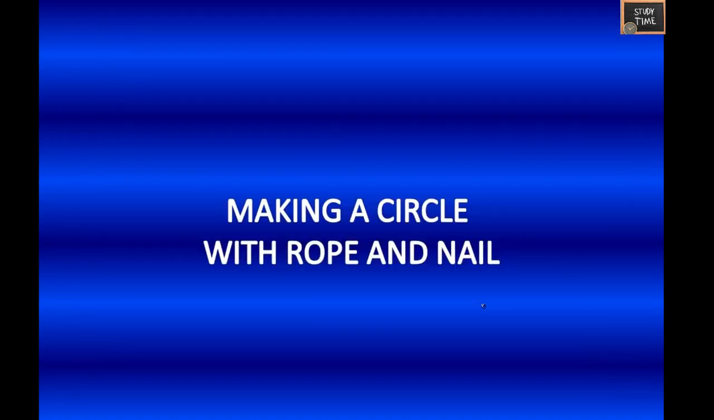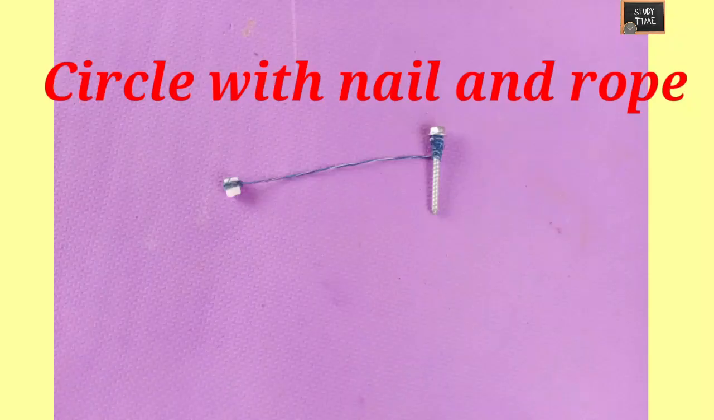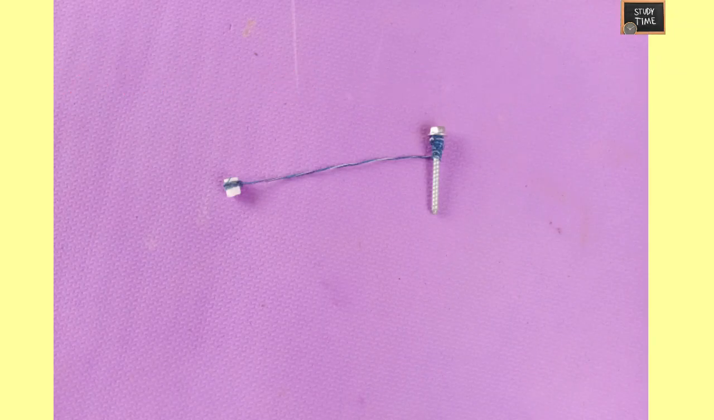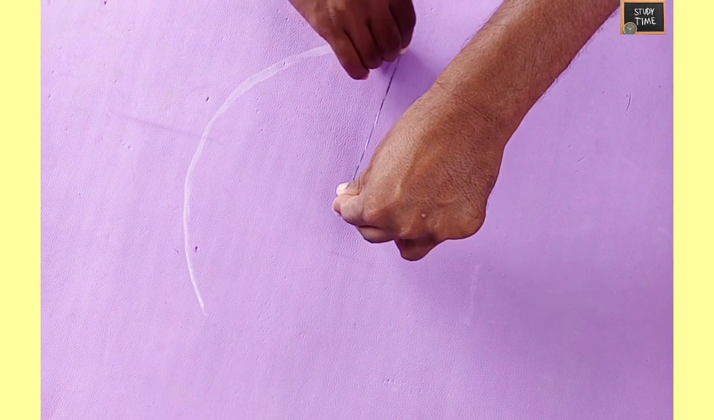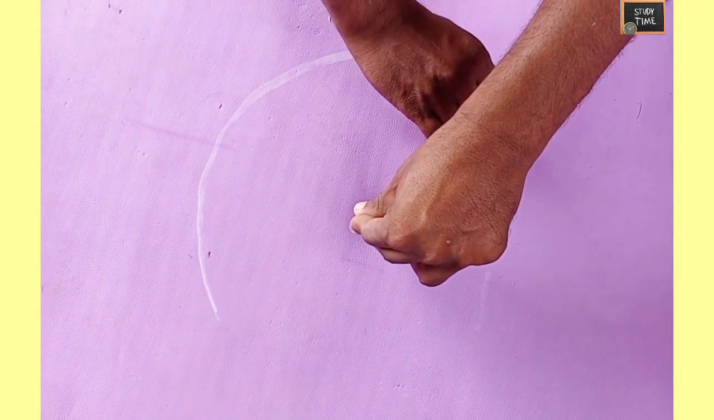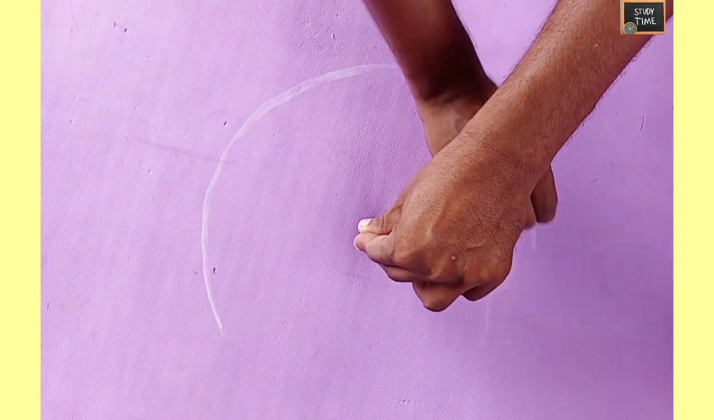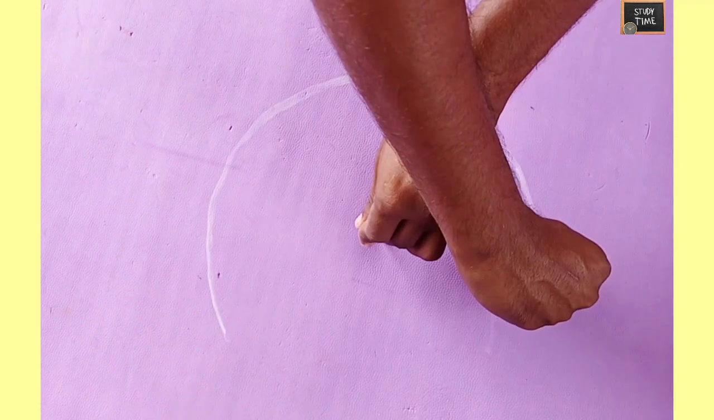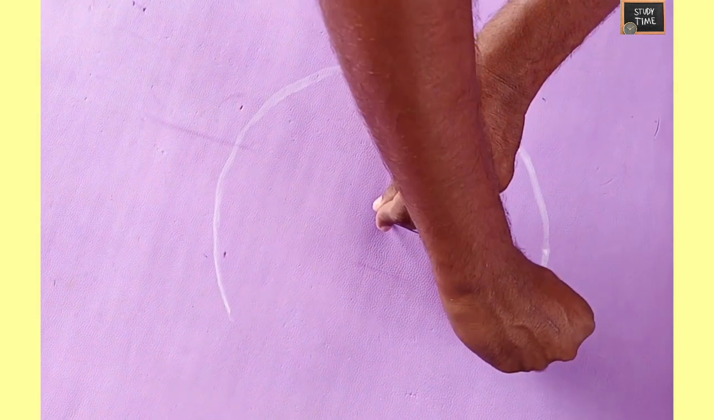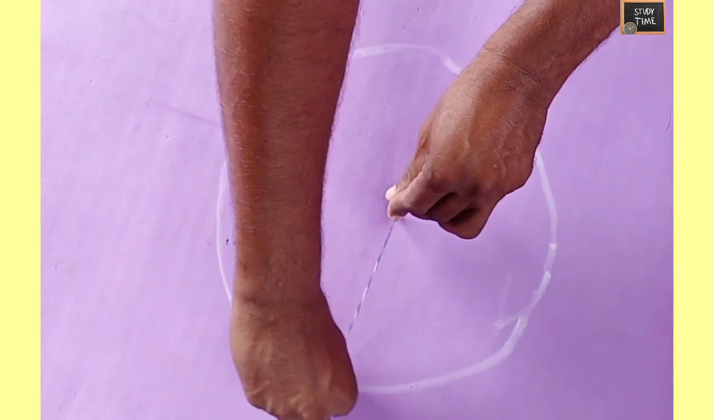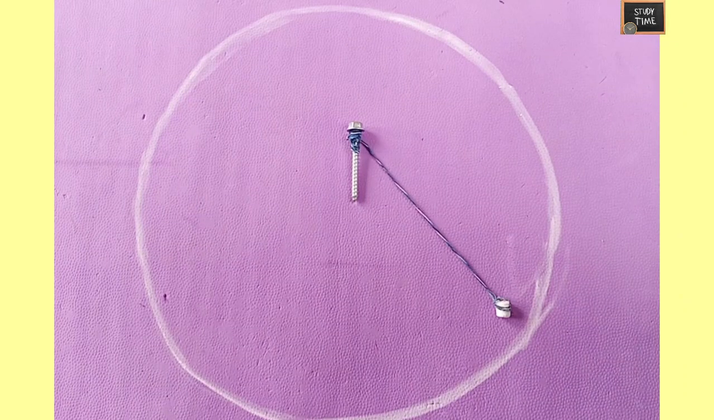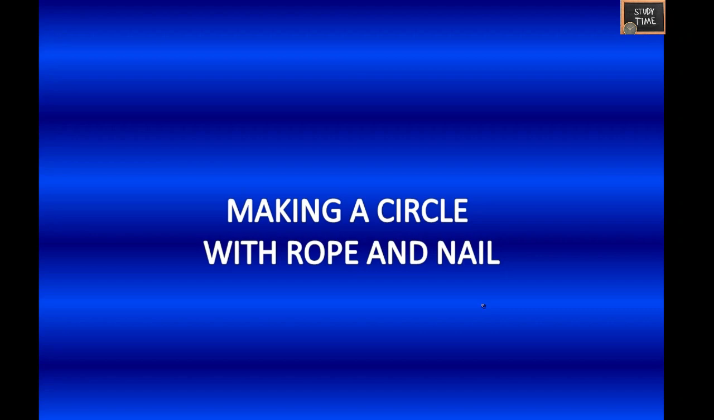Yes. Shall we all make? Kids, bring one rope and nail. I'll show you how to make a circle with rope and nail. You can also try it with me. Now let's make a circle with nail and rope. Take a nail and rope. You can fix the nail on a particular point, that is the center, and you can draw a circle like this. So you can draw on a flat surface. You will be getting a circle like this.